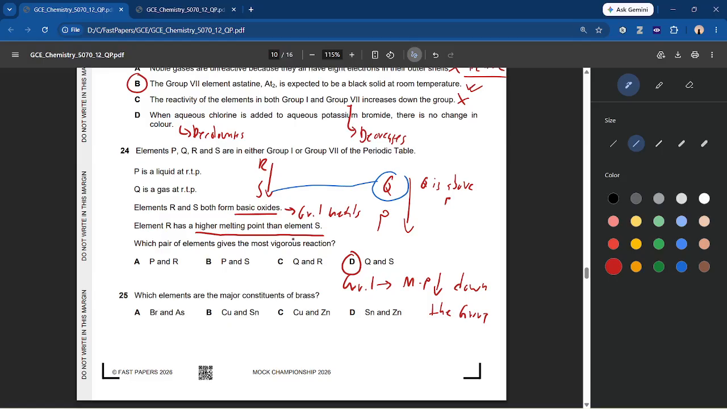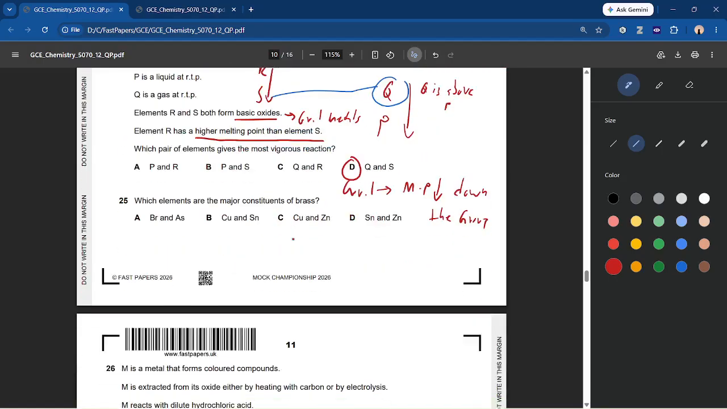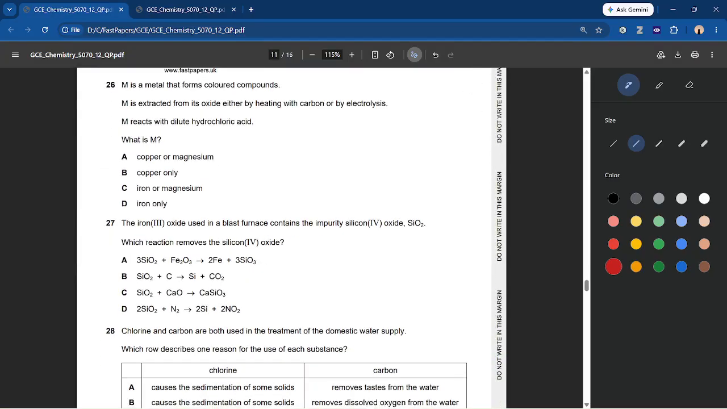So let's move on. Which elements are the major constituents of brass? This is fairly simple. It's going to be copper and zinc. M is a metal that forms colored compounds, so that means this is a transition element. So this is a transition metal. We can get rid of anything that says magnesium.